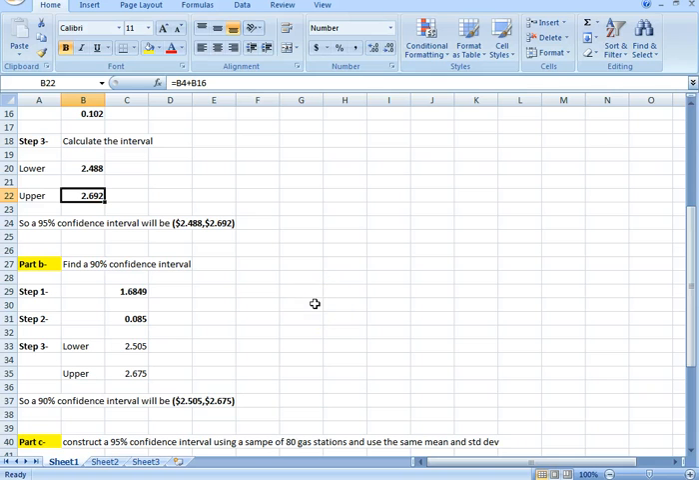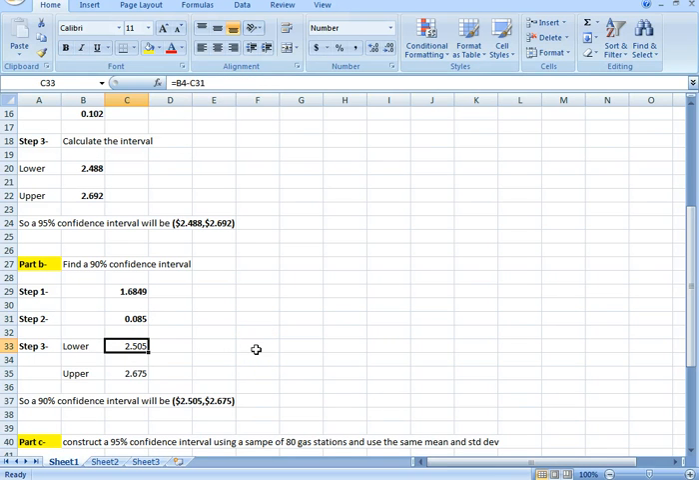Let's move on to part B, where they ask us to do the same problem, only using a 90% confidence interval. So we go back to step 1 again. In our T.INV, we're going to use 0.9 instead of 0.95, so that we get our 90% confidence interval, still 40 minus 1 for the degrees of freedom, and that gives us our critical value of 1.6849. Now using that, we can calculate our margin of error again, using the 1.6849 times our standard deviation divided by the square root of our n, which is 40, and this time we get 0.085.